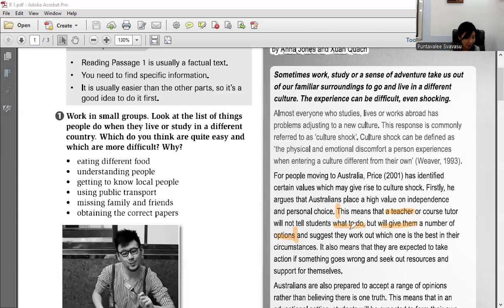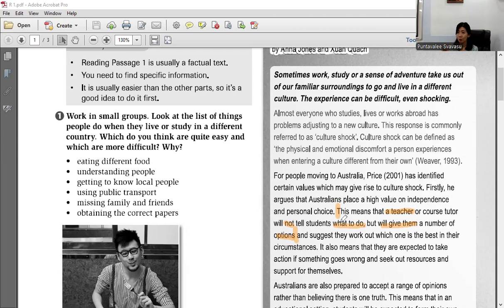And then the phrase "rather than" in IELTS is a very interesting vocabulary because it means "not." So it's matched to this part here. Australian teachers will suggest alternatives, so they give them a number of options, but not offer one solution. Here, the teacher or tutor will not tell students what to do. More or less the same meaning, so the answer to the first one is true.